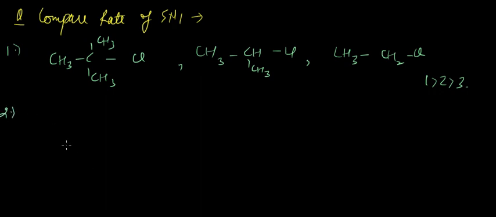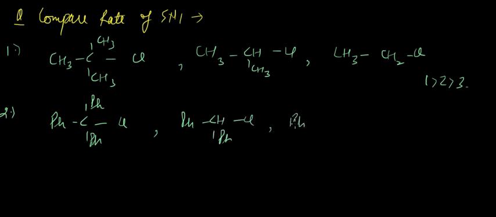Okay, second question is between this and this. Okay, so what would be the rate? So as you can see, in this case the carbocation would be more stable because of the resonating structure from the phenyl. In this case there are 3 phenyls, in this case only 2, in this case only 1, hence the stability of the carbocation would be in this order, and hence the rate of SN1 as well.